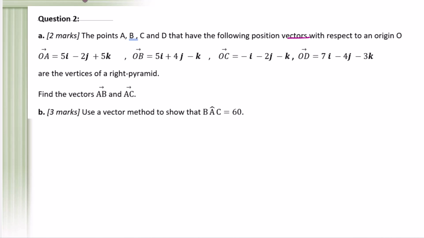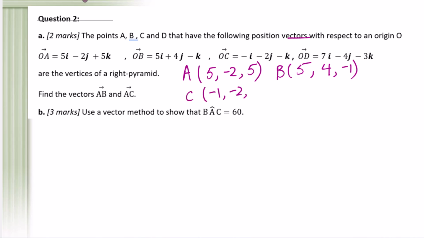This is a position vector, which means you can write down the coordinates. A is (5, -2, 5). B is (5, 4, -1). C is (-1, -2, -1). D is (7, -4, -3).